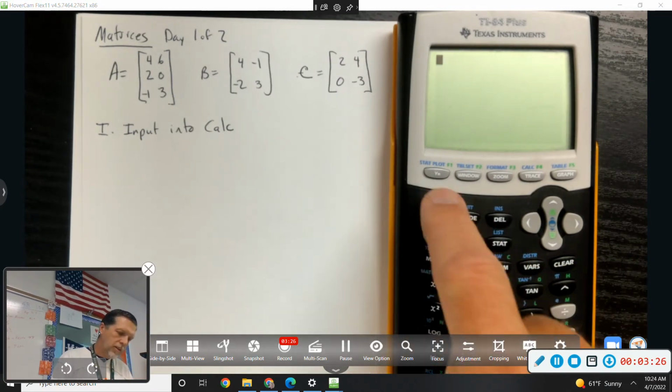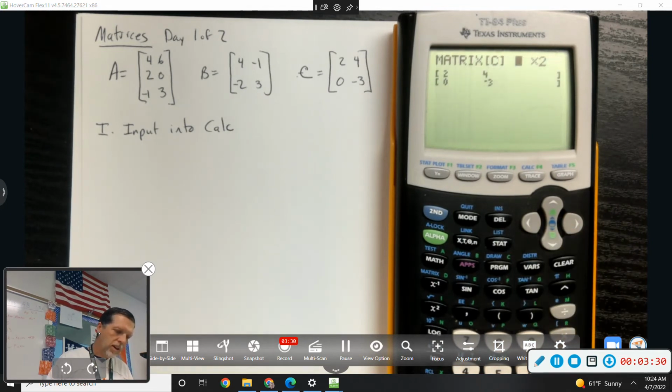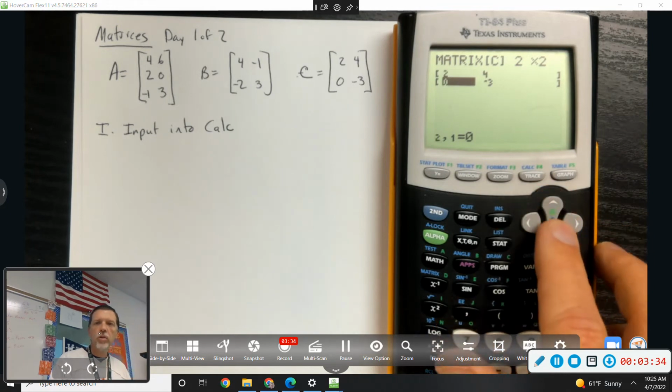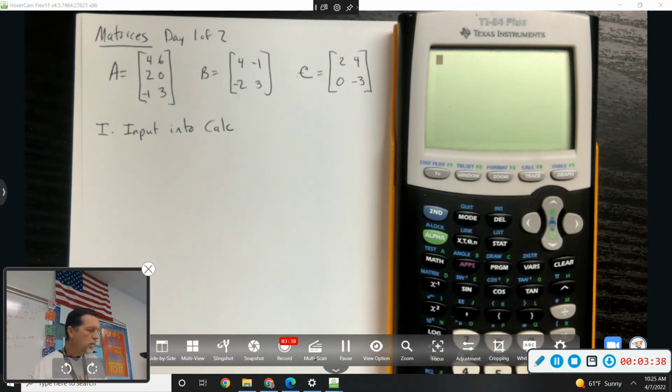Second quit. Go back in and edit matrix C. And that one, 2, 4, 0, -3. All right, so that's pretty easy. Finding where they are and how to put them in.